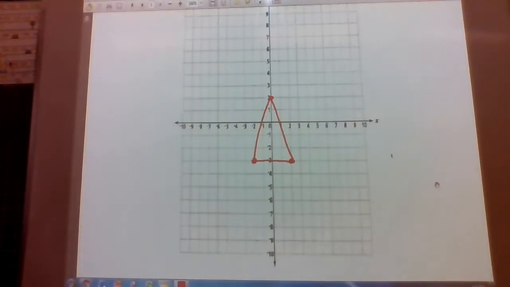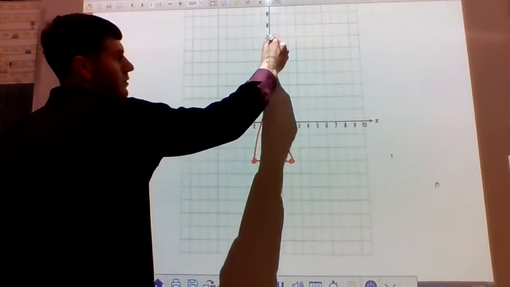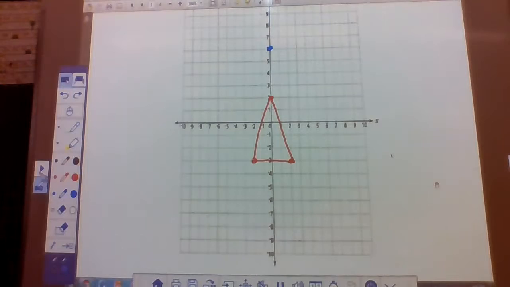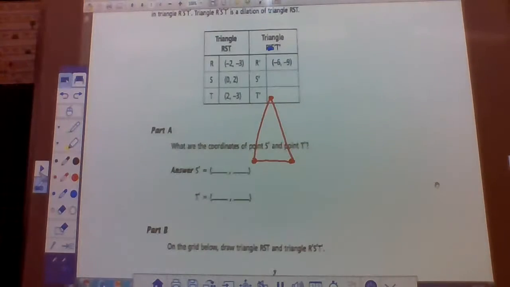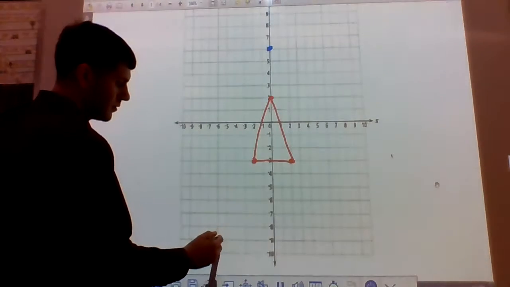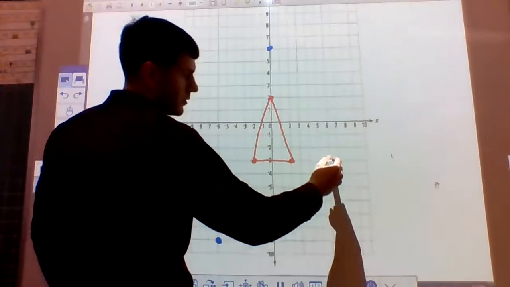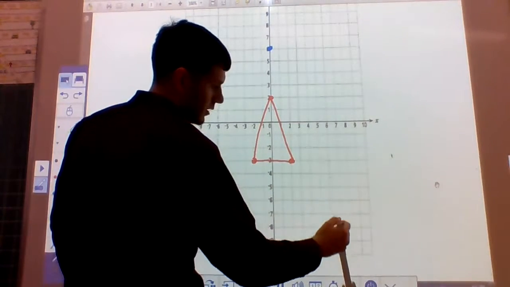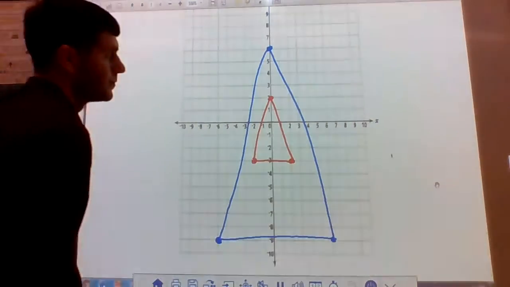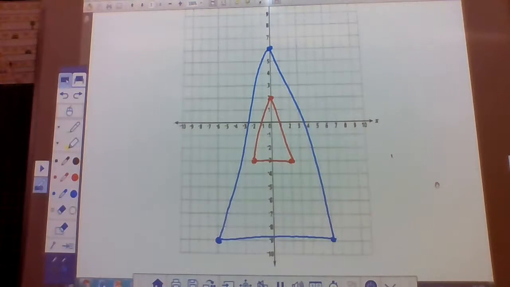Our scale factor was 3, so our points should have been 6, 0. Did we have the point 6, 0? I think we had a point 6, 0. And then we had a point negative 6, negative 9. And so here's our triangle. All those points on the blue triangle are 3 times as far from the origin as the red points on the red triangle are.